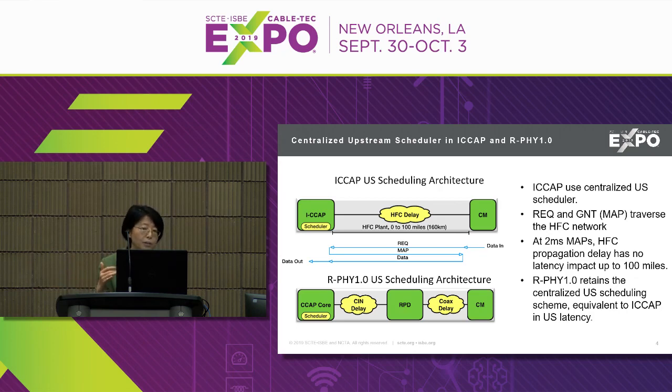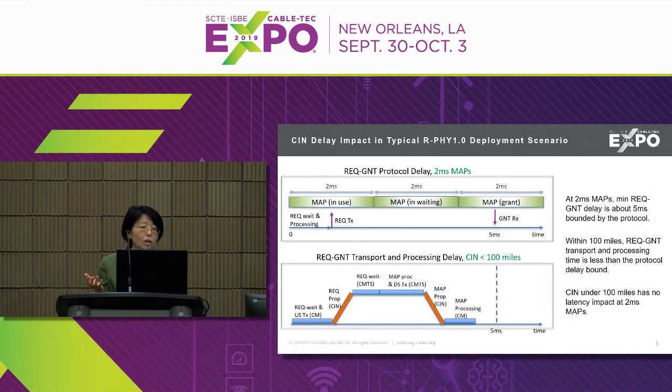And R-PHY 1.0, which is the current R-PHY, simply copied over this centralized scheduling scheme. Why? Because it works, and the HFC delay doesn't make any difference in terms of latency, because in most cases the RPD is placed within the 100-mile range from the core, and everybody's equipment is using 2 millisecond maps. So in this situation, where you put your scheduler doesn't really matter because the propagation delay doesn't do any harm. Now let's take a deeper look to see what is magic about the 2 millisecond map and 100 miles. I want you to remember these two parameters because later on I want to change them.